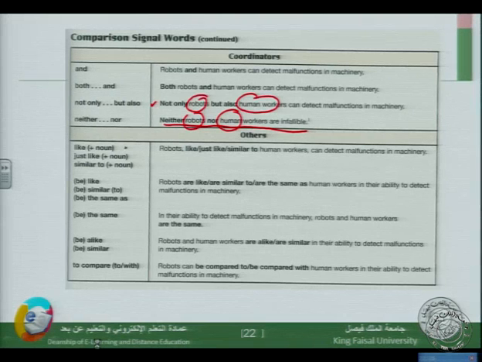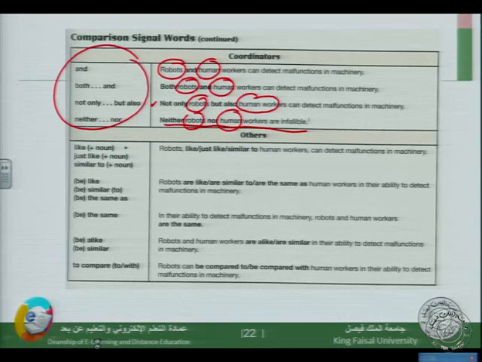Both robots and human workers can detect malfunctions. Both and. هنا noun هنا noun. Robots and human workers برضه هذه بنسميها coordinators. They join words together. They join nouns together. Okay? فهذه تحافظ على توازن الجملة.